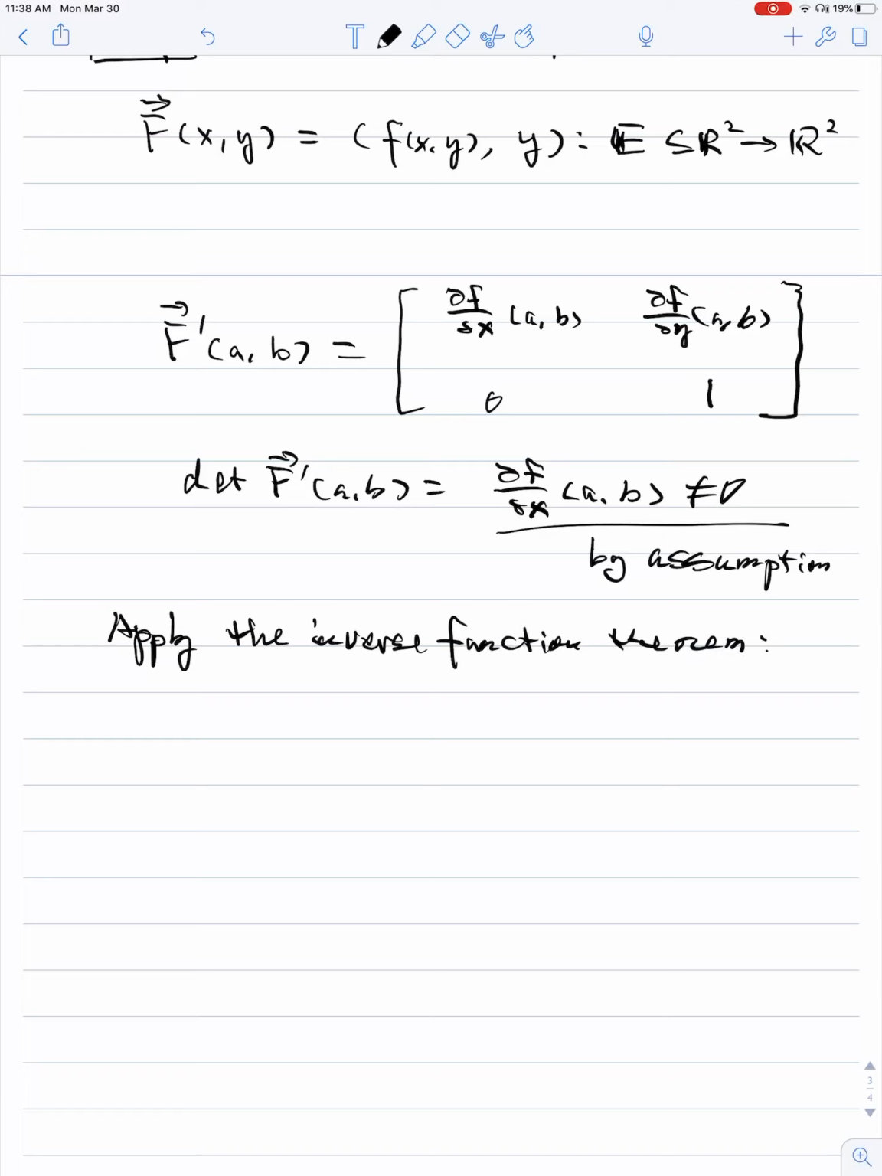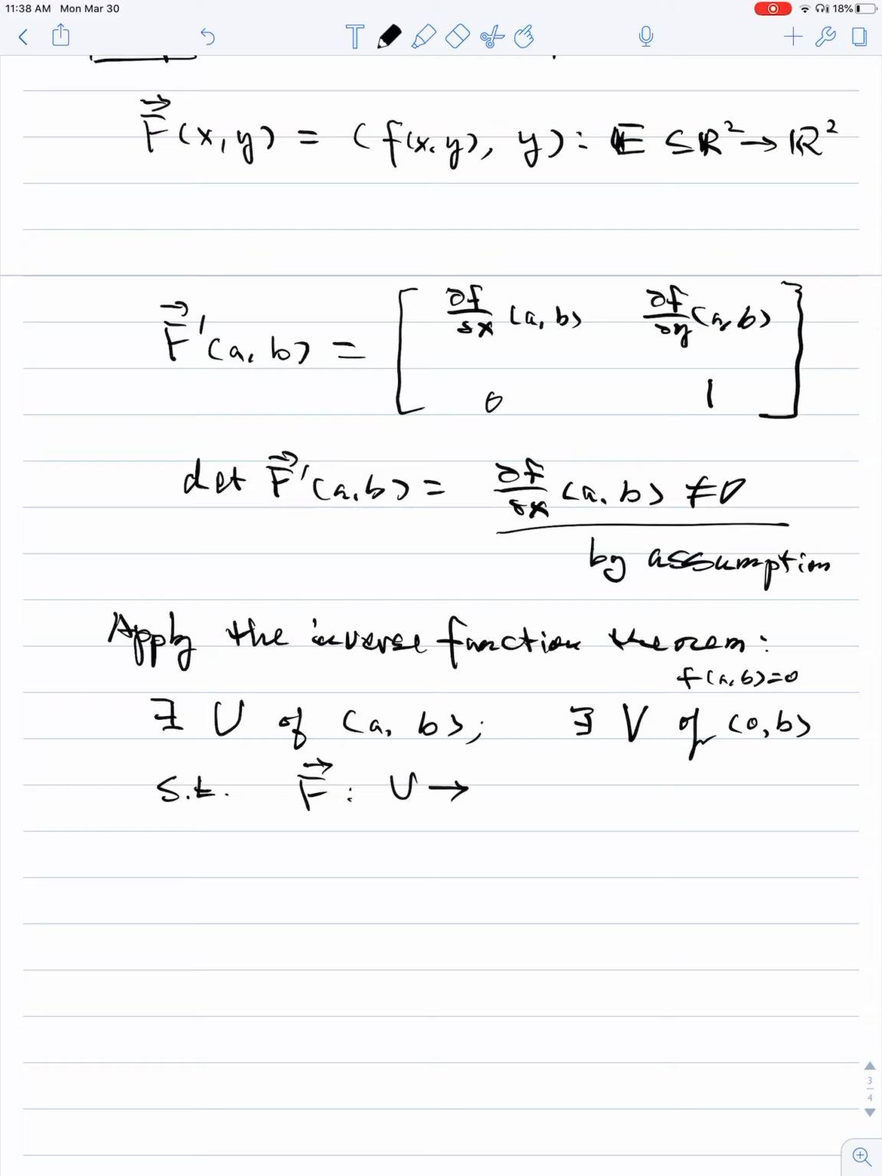So that means there exists a neighborhood U of (a, b) and a neighborhood V of the image of (a, b). Remember, f(a, b) is 0, so this becomes (0, b), such that F from U to V has an inverse, which we call G, from V back to U. Because F is a C1 function, we know that G is also C1 in V.